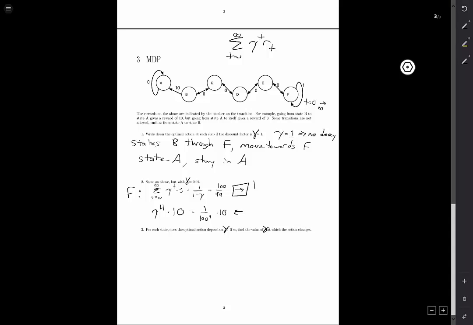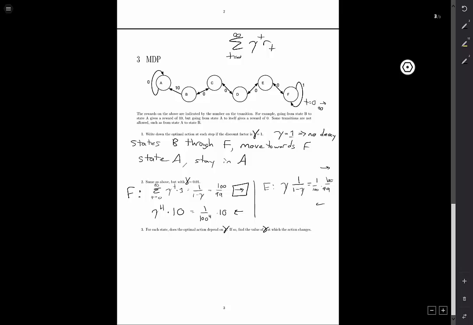Now let's work left. So we look at E, and if we go right, it would be a discount of gamma times the discounted reward we would actually get at F, which we already calculated as 1 over 1 minus gamma. So that would equal 1 over 100 times 100 over 99. And that's for going to the right.